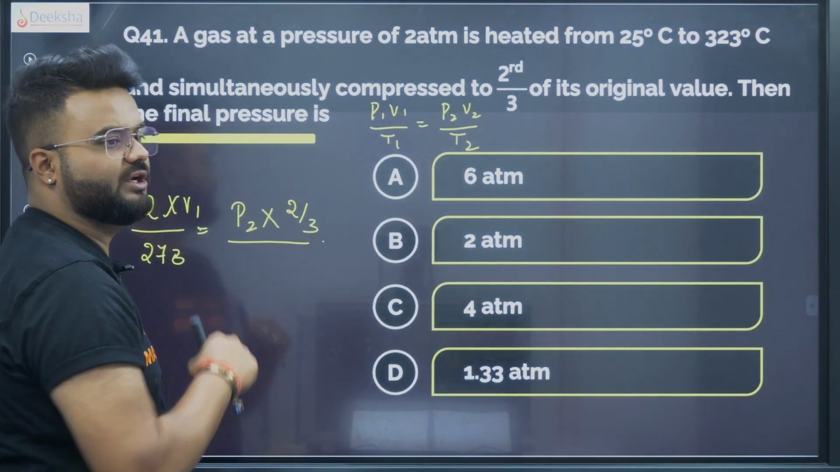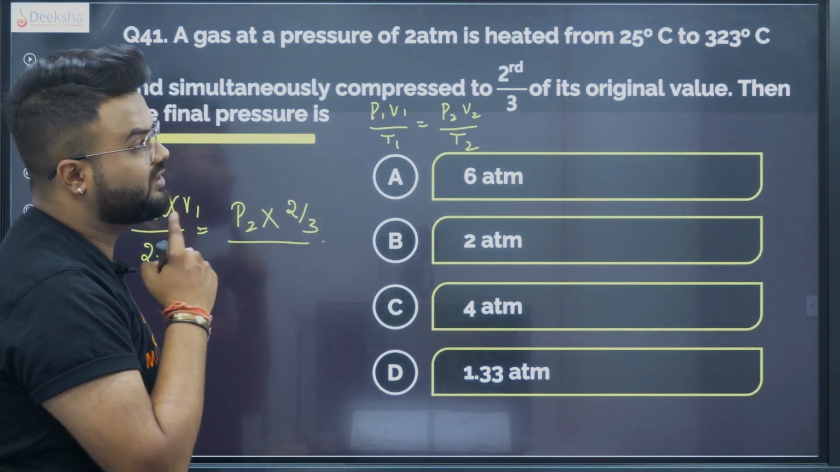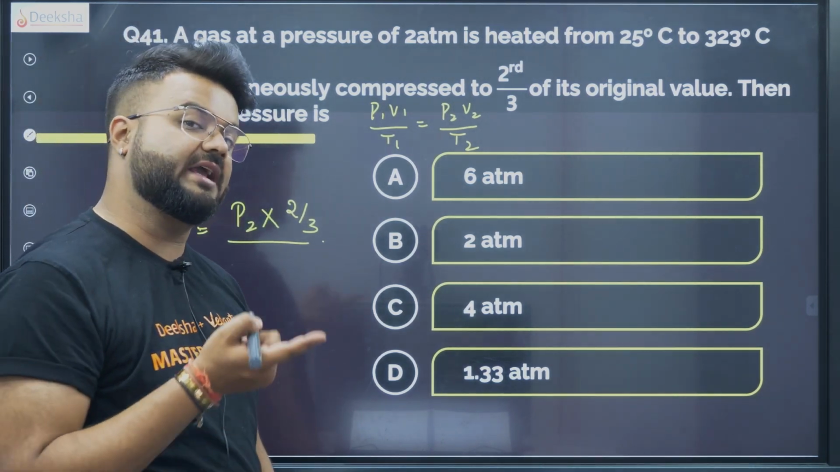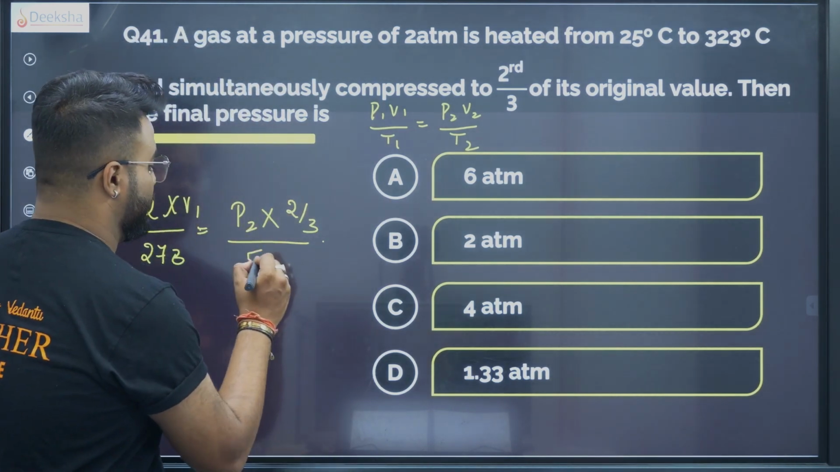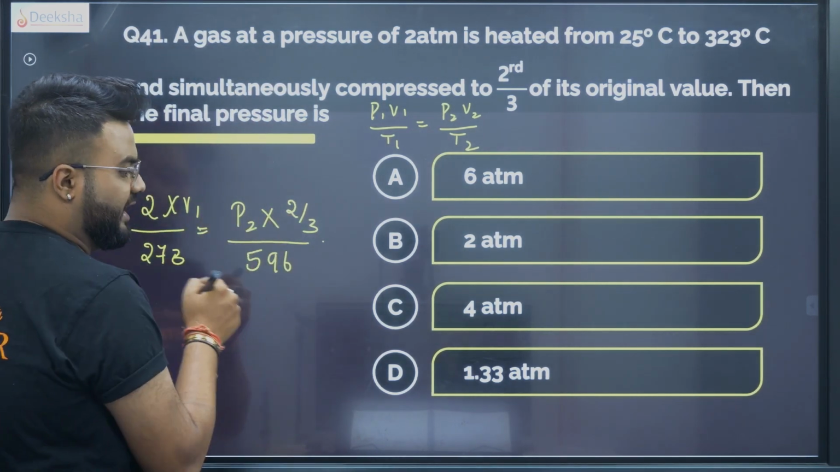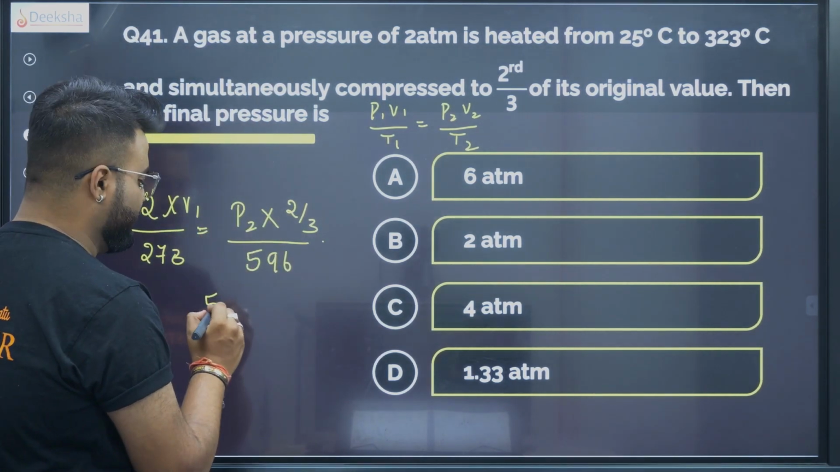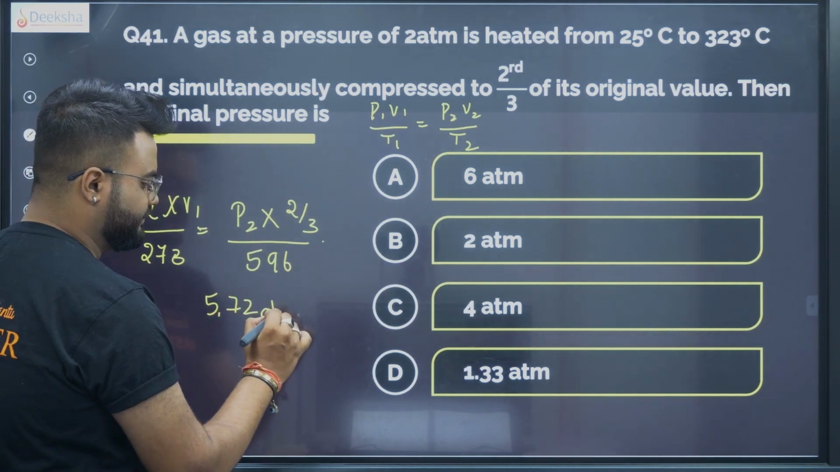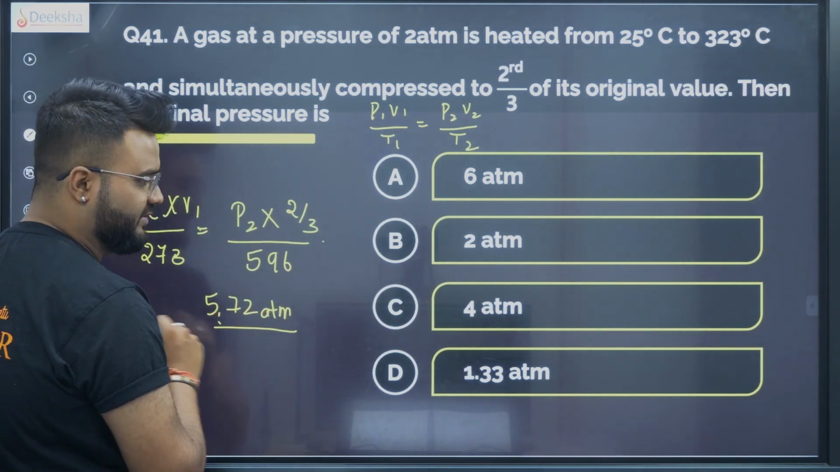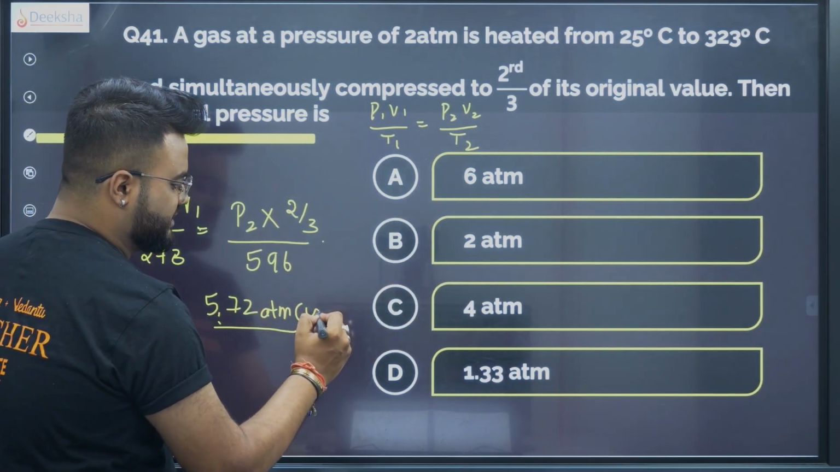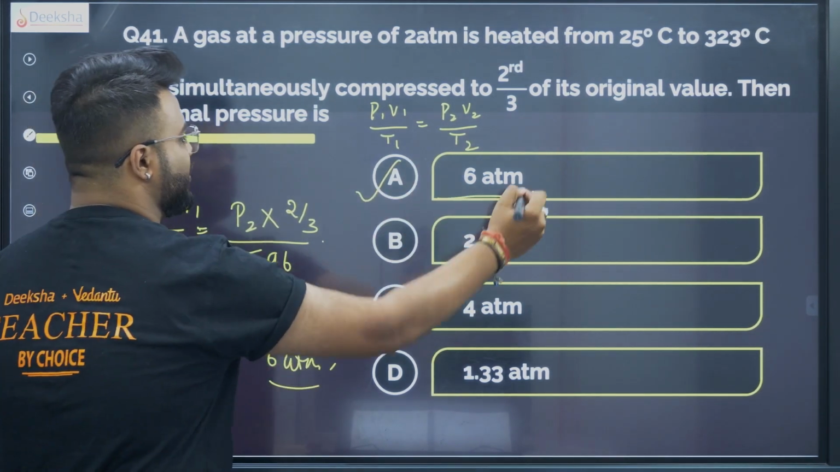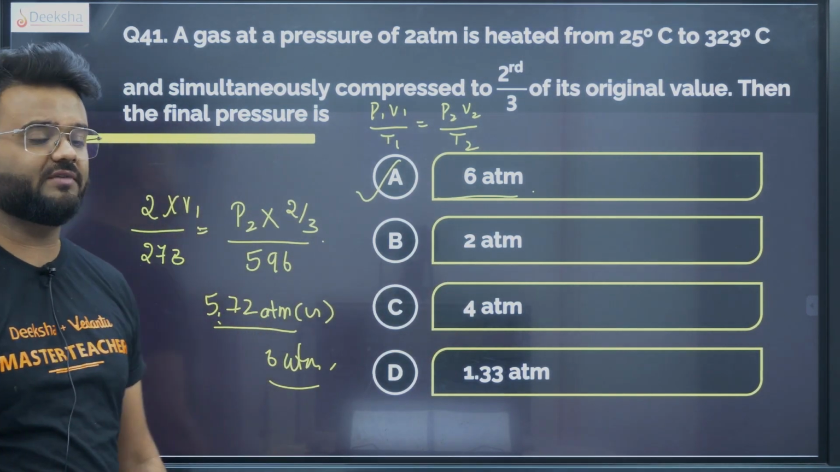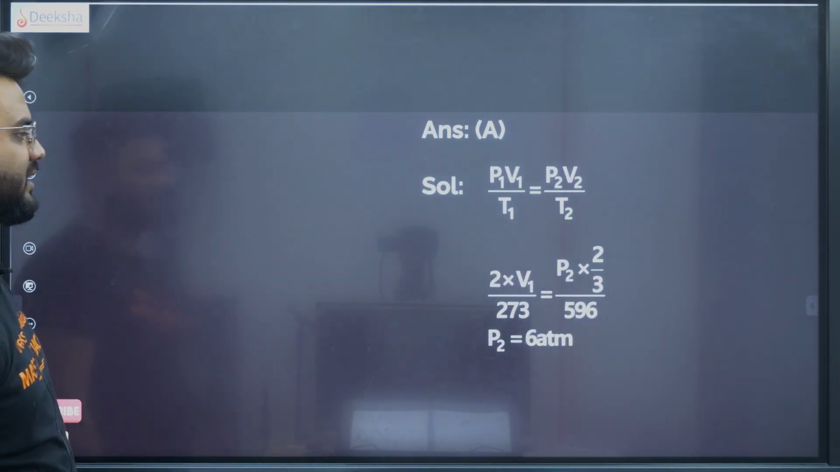T2 is 323 degrees Celsius. When I convert into the Kelvin scale, it becomes 596 Kelvin. When I substitute and solve, I get 5.72 atm, which is nearly 6 atm. Therefore, option A will be your correct answer. Clear, guys?